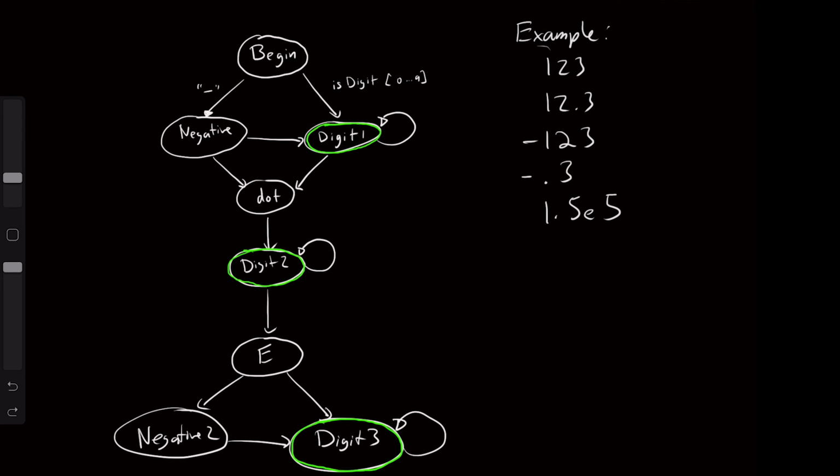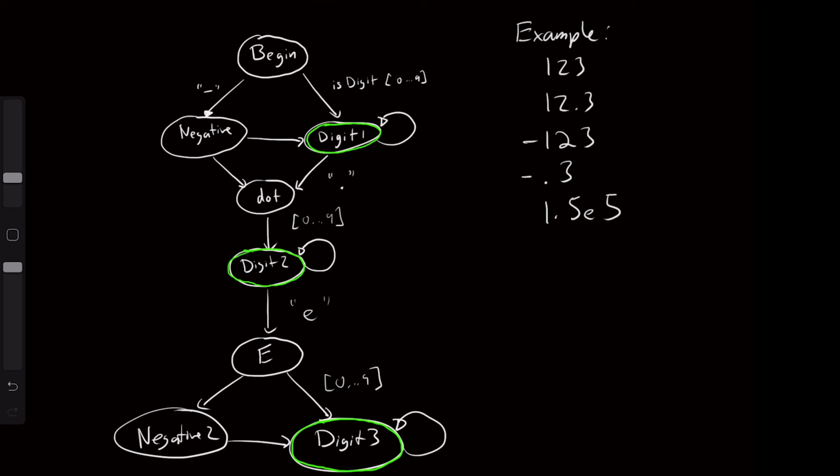Let's take 1, 2, 3 as an example. You start at the beginning with no number. You see a 1, so you see a digit, then you're going to be at digit 1. Once you see another number, you go back to this state, because each arrow tells you what happens, and depending on that, you go to a different state. Here is if you see a dot, and digit 2 is if you see a digit from 0 to 9, and here is if you see an E, and this arrow is if you see a digit from 0 to 9, and then negative.